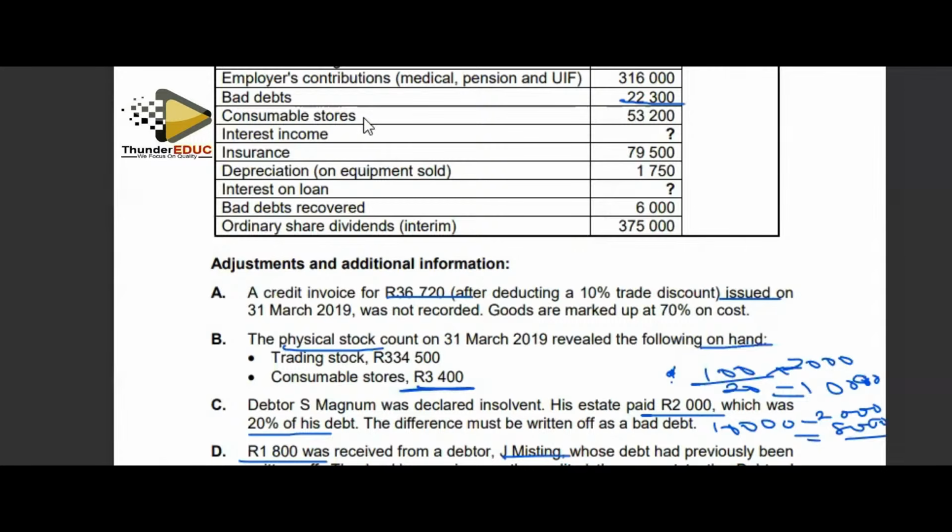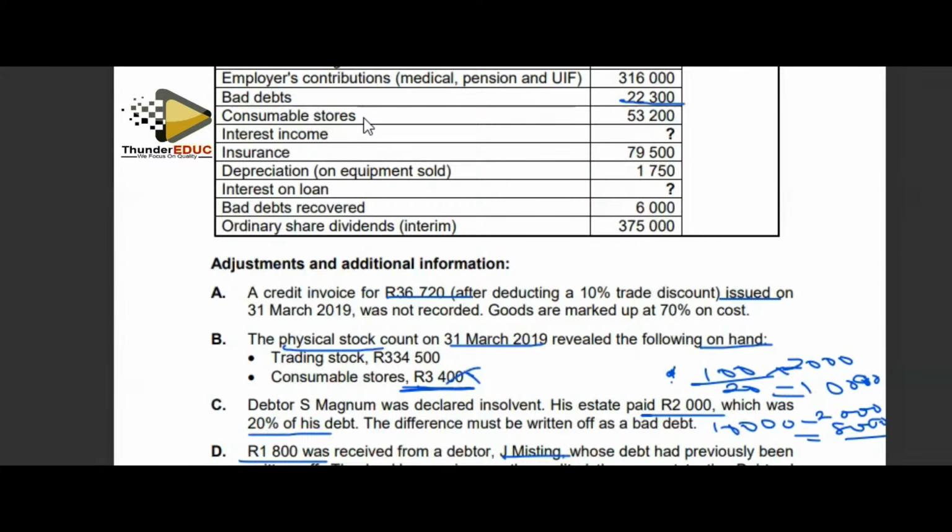We count our stock as we record it. Now, in our books, remember we had bought consumable stores or cleaning material, tissue, etc. We had bought for 53,200. Now they are saying that this one is still on hand. We have trading stock of 334,500 and consumable stores of 3,400. It's still on hand, which means we have not used it during this financial year. When are we going to use it? Remember, this is the end of the year, the date they are giving us. It means that we are going to use it the next financial year. So this expense does not apply to this year.